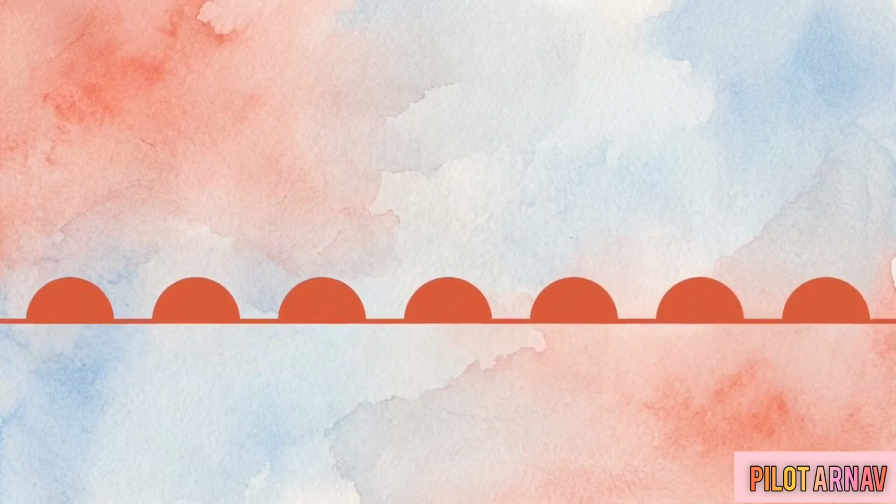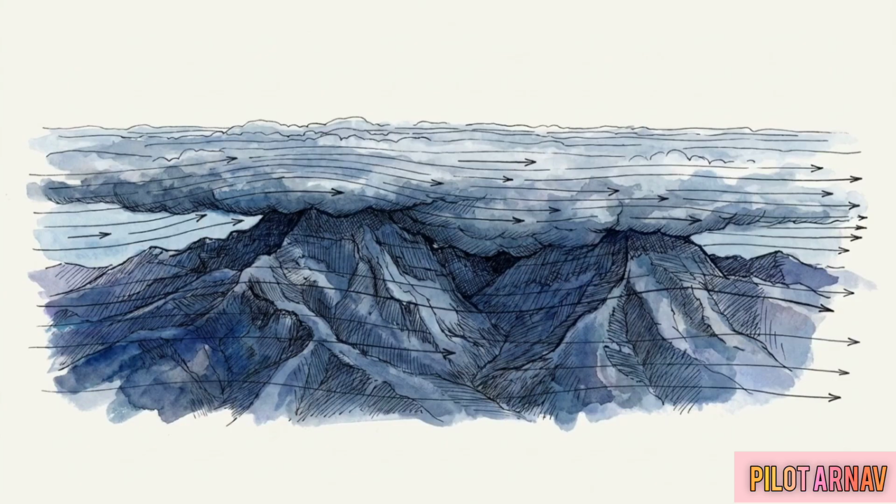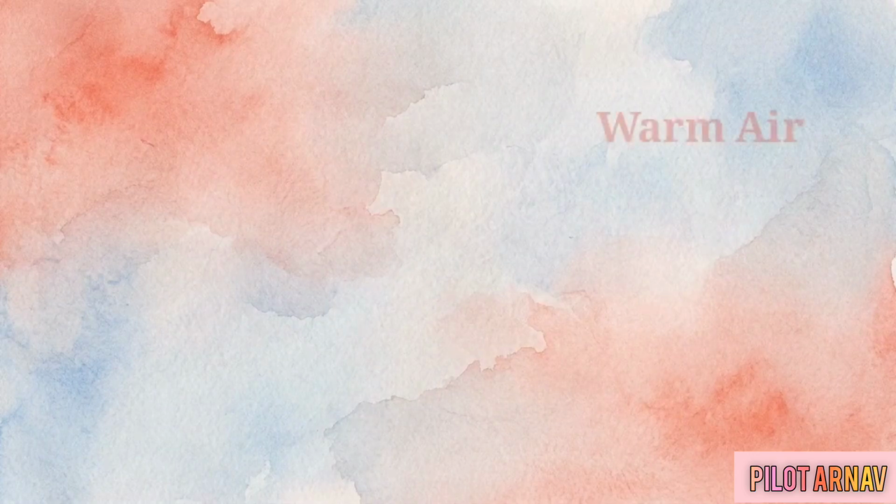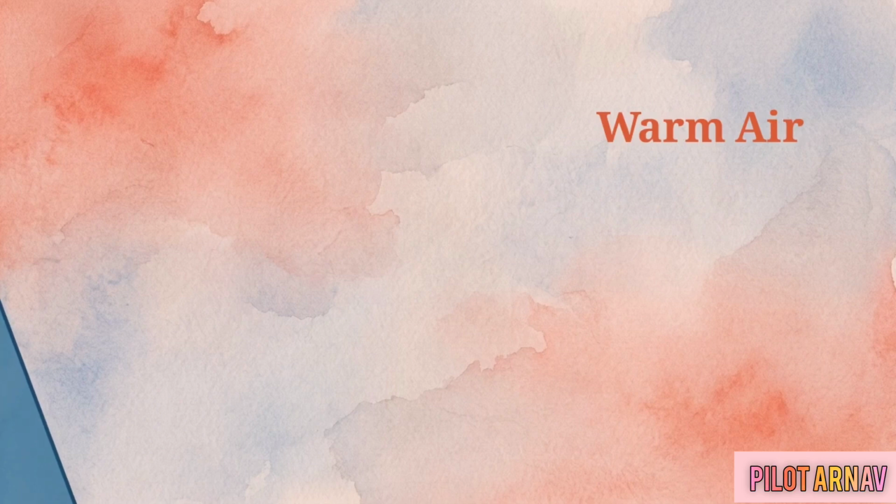Synoptic charts mark this system with red semicircles pointing in the direction the warm air mass is moving. The shallow slope of a warm front ensures its weather effects are widespread, steady, and slow to clear. In a cold front, dense, heavy cold air aggressively overtakes a warmer air mass.